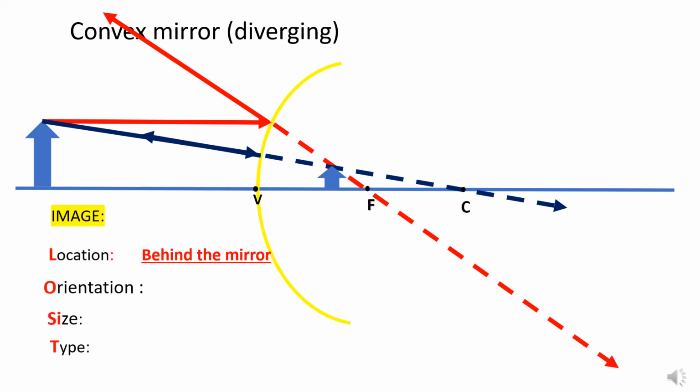About its orientation. Yes, it is upright, the same position as the object. For the size of the image, it is smaller, and the type of the image is virtual.